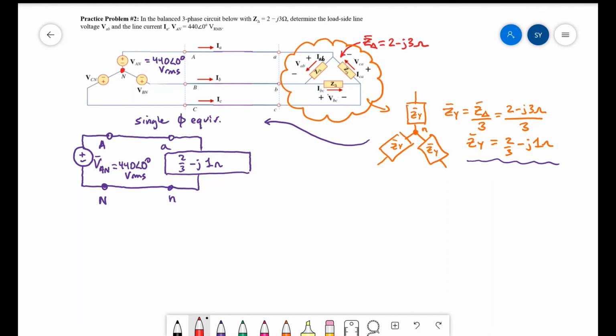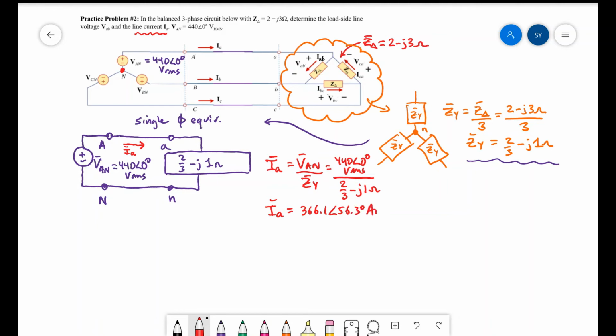Now that I've built every component in my single-phase equivalent model, I'm ready to start solving for the line current. This is almost always the first thing you should do in the single-phase equivalent model. It's also a good idea in this problem because I was specifically asked about this line current. To solve for IA, I rely on the single-phase analysis techniques that we've already learned in the course. In this case, I apply Ohm's law, where IA is going to be equal to VAN divided by ZY. That comes out to 440 angle 0 degrees volts RMS divided by 2/3 minus J1 ohms. It comes out to 366.1 angle 56.3 degrees amps RMS.